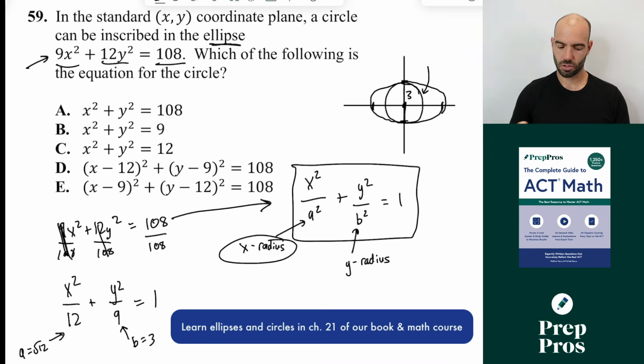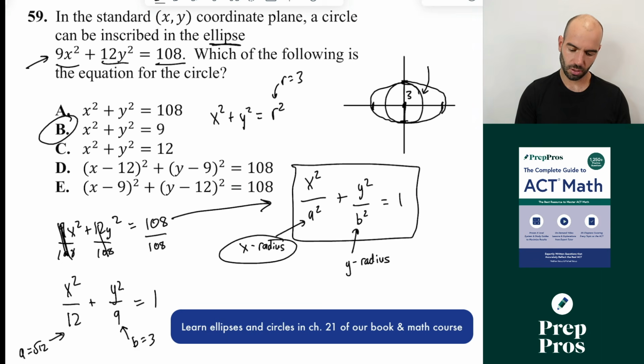So now you have to know your circle equation. And the correct equation of our circle here is b, because the circle is centered at the origin. And circles are written in the form x squared plus y squared equals r squared. We said the radius is equal to 3, so our r squared value is going to be 9.